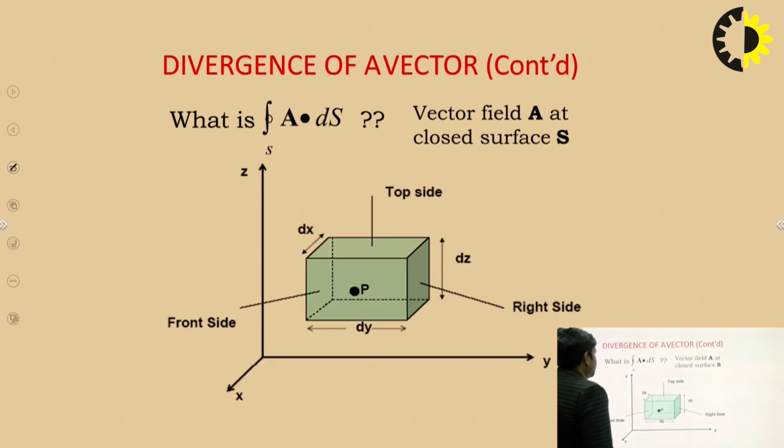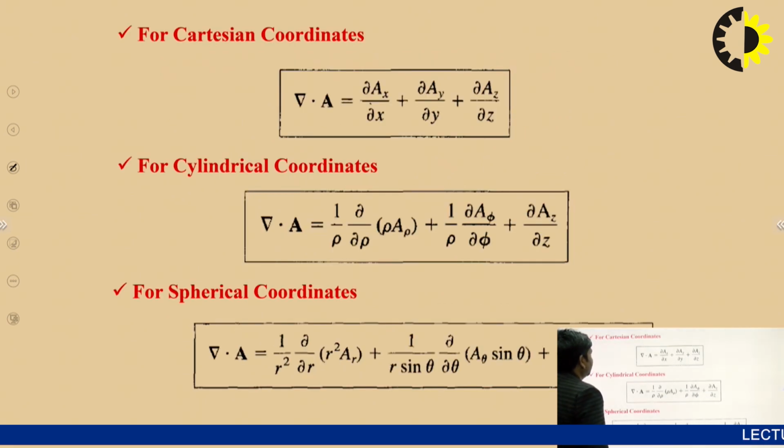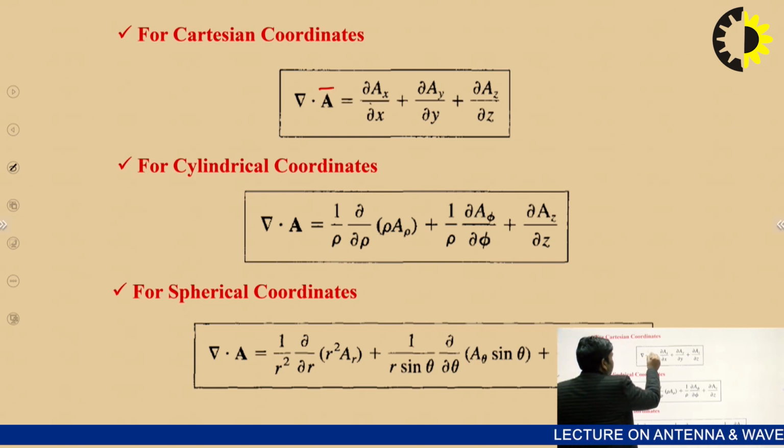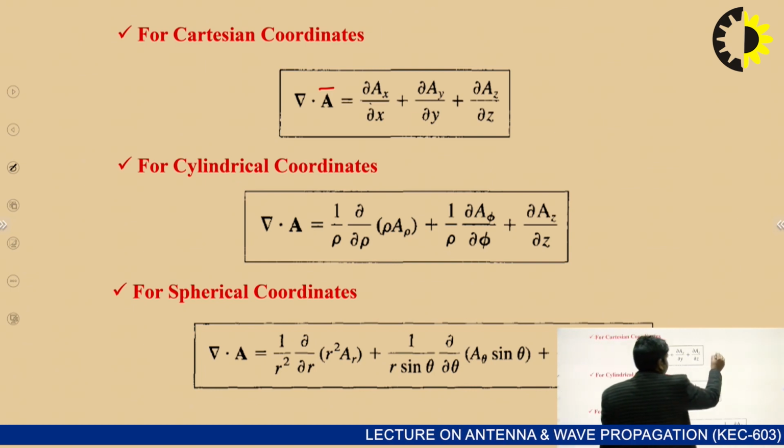So how do we calculate the divergence of any vector field in different coordinate systems? The first one is the Cartesian coordinate system.